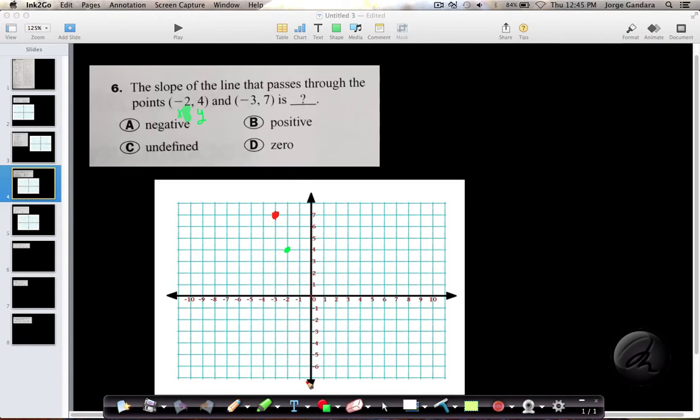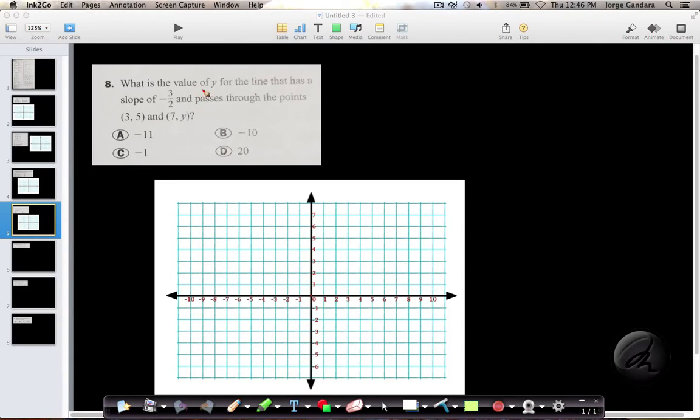So let me draw a line between those points. Okay, so that is definitely a negative slope. That's a -m. Okay, so my answer is A. Because as I read it left to right, it's negative.